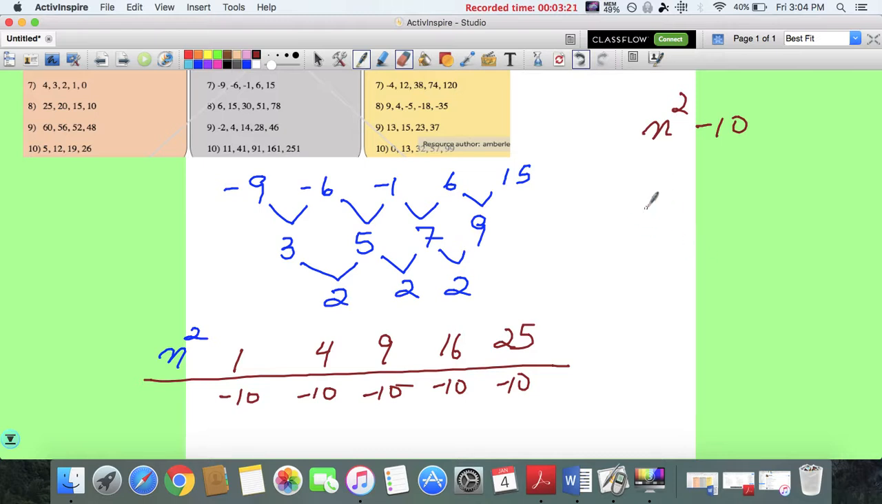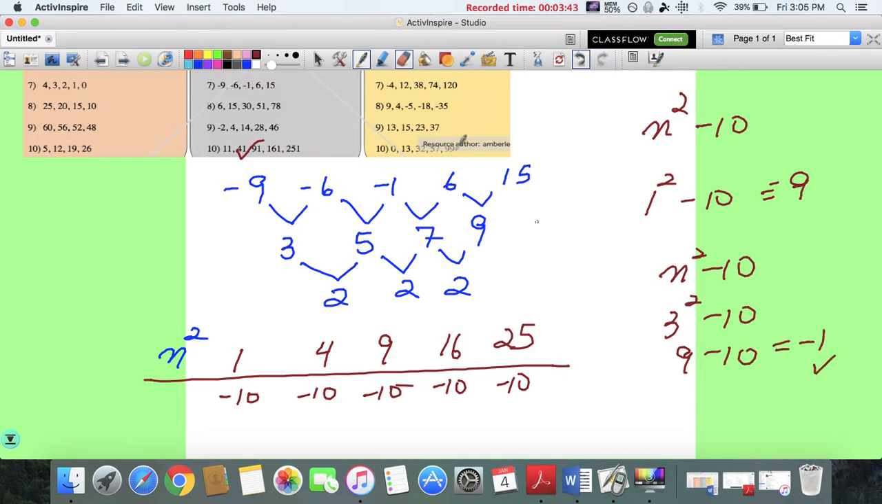So when n equals 1, I have 1 squared minus 10. 1 squared is just 1, and 1 minus 10 equals -9. Check. Let's see, the third term should be -1. So the third term, let's substitute 3 into n squared minus 10. We get 3 squared minus 10. 3 squared is 9. Minus 10 equals -1. Check. Check. So this is our sequence.